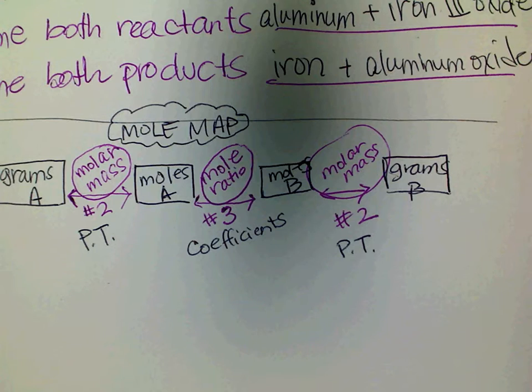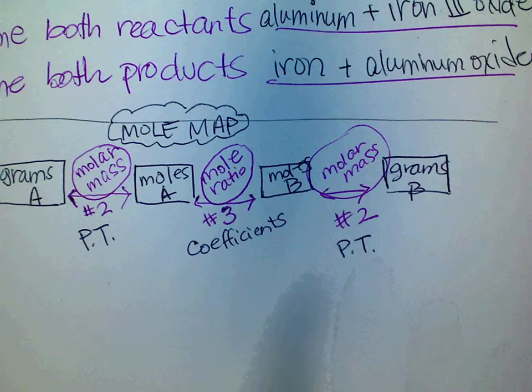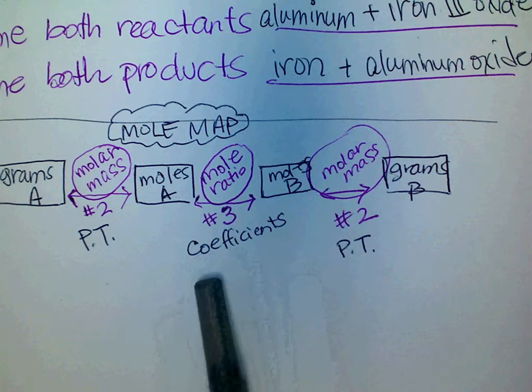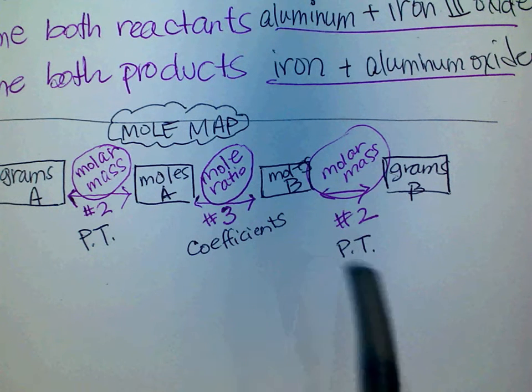And I'll tell you, people will say, I don't know how to make my conversion factor. I don't know what numbers to put. But I tell you what, if you're not using your periodic table or the balanced equation, there's nothing else to use. It really simplifies it that those are the only conversion factors we use.